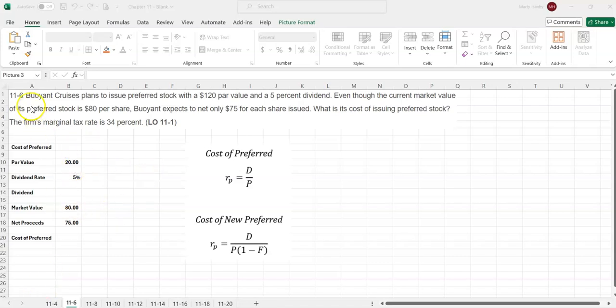Okay, this is problem 6 from chapter 11, CFIN7. This is a cost of preferred calculation. There are two variations of cost of preferred. One is when we don't have new issues, and that's just the dividend divided by the price. The cost of new preferred is the dividend divided by the price times 1 minus the flotation cost.